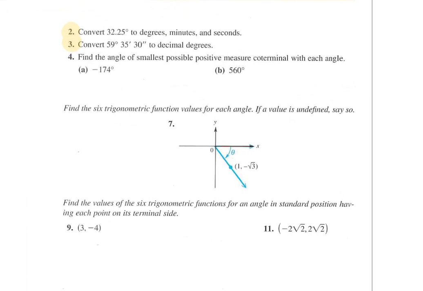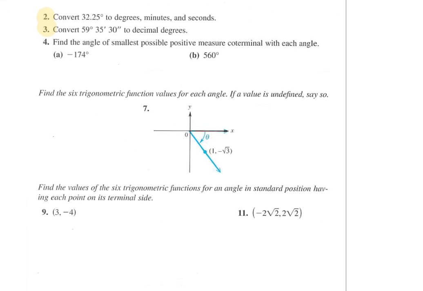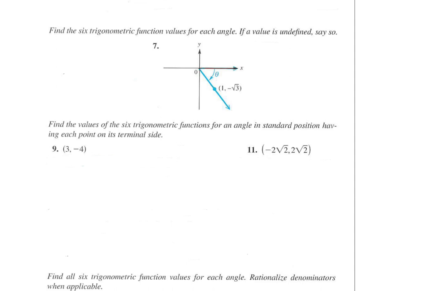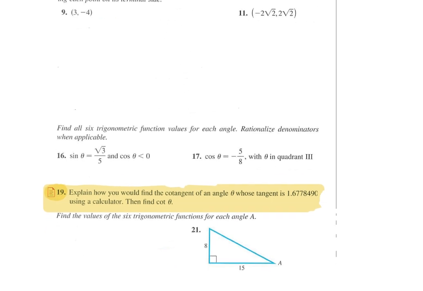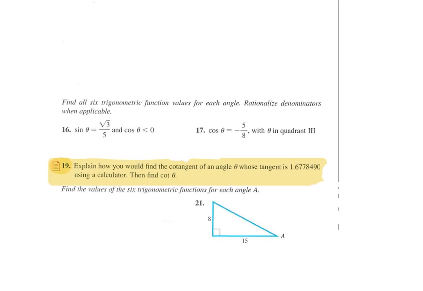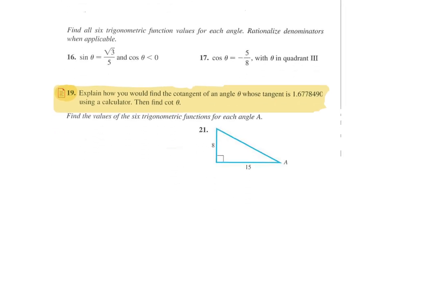Four, obviously, is finding your coterminal. 7, finding the 6 trig functions given the endpoint of the coordinate. 9, 11 is kind of like 7, but you have to draw it out first. 16, 17, it says just find the 6 trig functions so you can set up your triangle if you want. You can use your identities too there. 21 would be the 6 trig functions, and it's kept exact. So this is without a calculator. You're not using SOHCAHTOA to find the missing side. You're using the Pythagorean theorem, or in that case, a triple, and then you're finding them all.